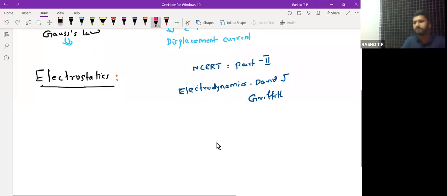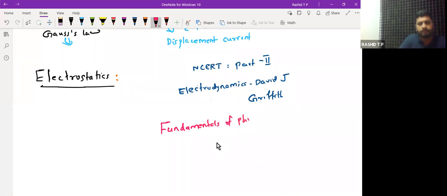If you go through the previous year question papers, I have seen a few questions asked directly from Fundamentals of Physics. They asked direct numerical questions: a few problems given in the textbook were copied and asked in some of the previous year question papers. The book is Fundamentals of Physics, authors Resnick, Halliday, Walker.